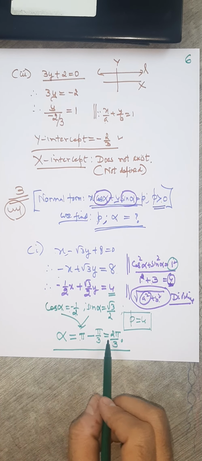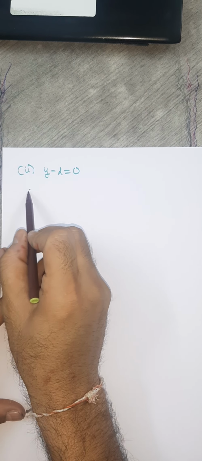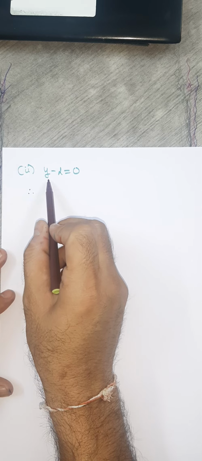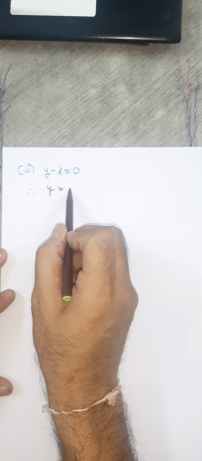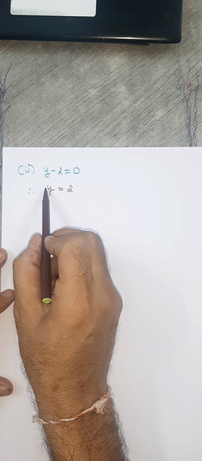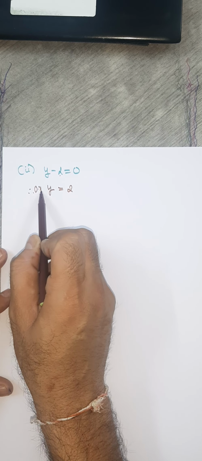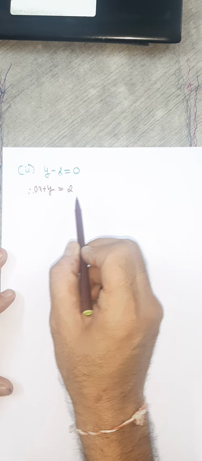Why I wrote pi minus pi by 3. Okay, let's do one more here. y minus 2 equals 0. So first we take the constant on the right hand side, which is 2. It should be positive. Now this you can write like this. x is not present: 0 into x plus y equals 1.